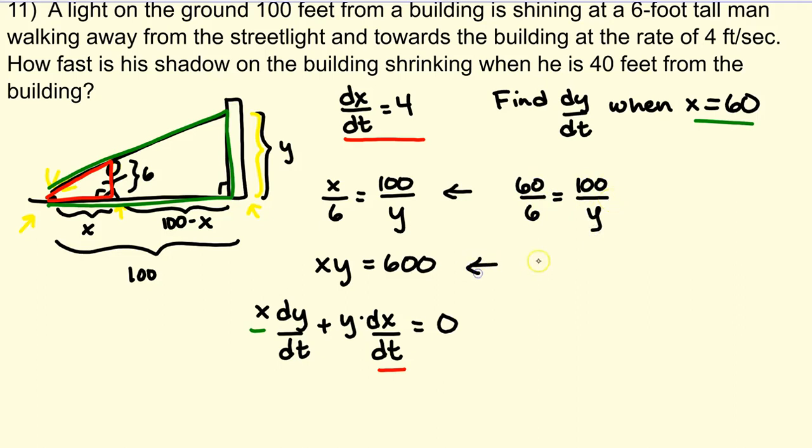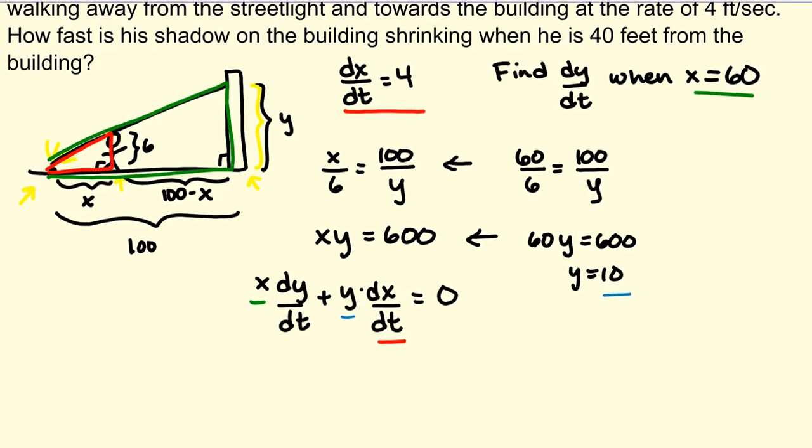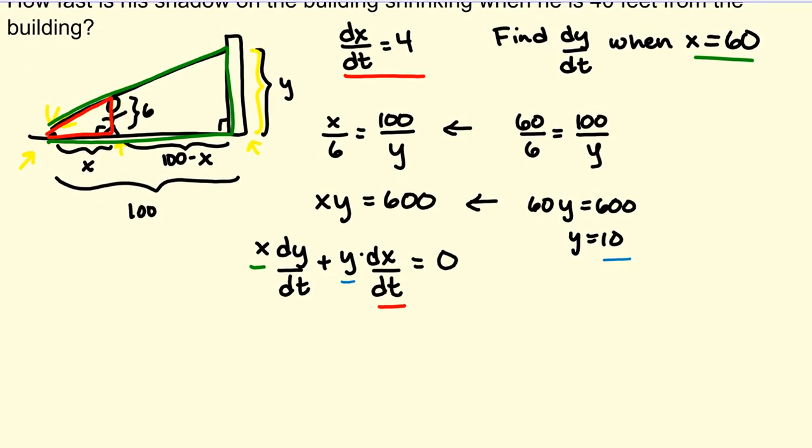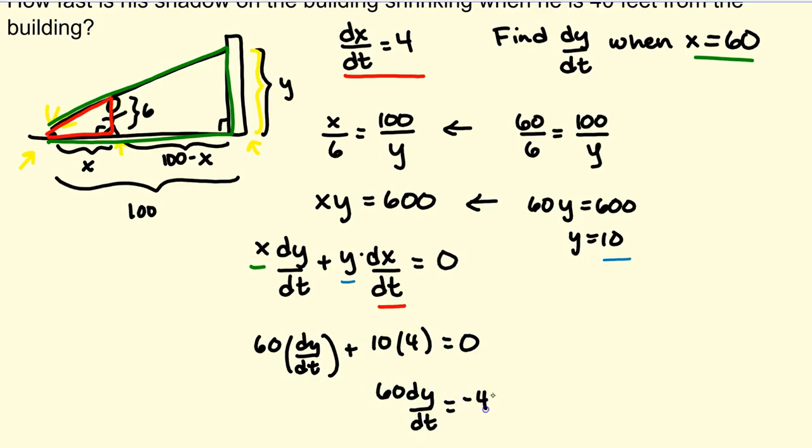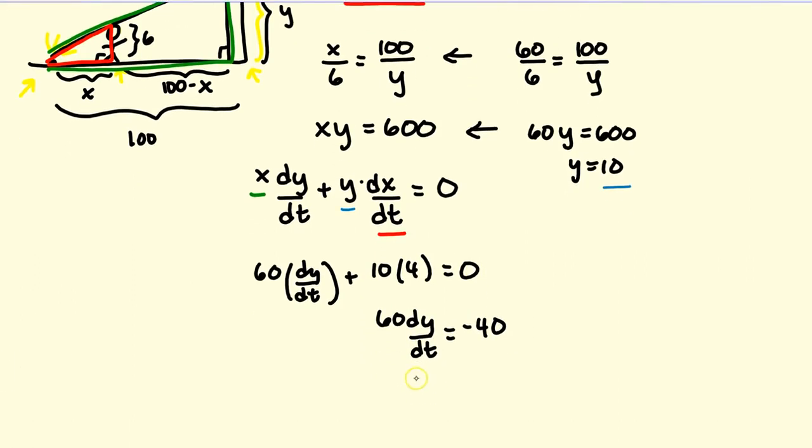Could have done it right here as well. 60y equals 600, y equals 10. Okay, so let's put 10 in for y into our related rates equation. So we have 60 times dy/dt, don't really need those parentheses, I don't know why I wrote them, plus 10 times dx/dt, which is 4, equals 0. So 60 dy/dt equals negative 40. Divide by 60, dy/dt equals negative 2/3.